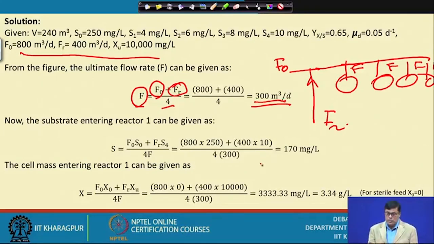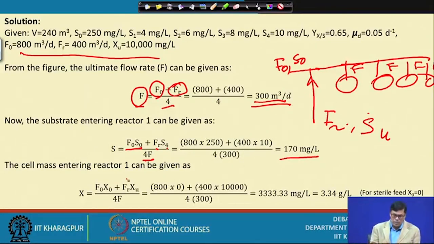Now the question is, what is the value of S? Here S0 is the substrate concentration in the feed, and here the substrate concentration is S4, because it is coming from the fourth reactor. So we can write F0 into S0 plus FR into S4, divided by 4F, and then we will get this value, that is 170 milligram per liter. So the S value we can find out.